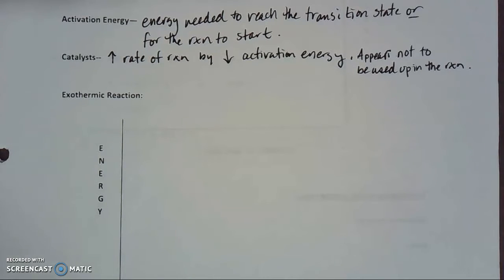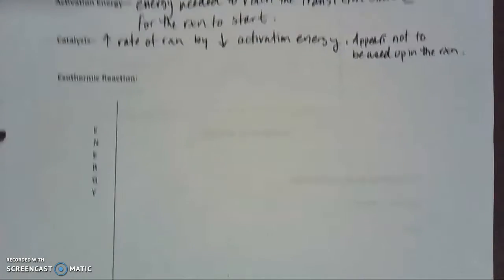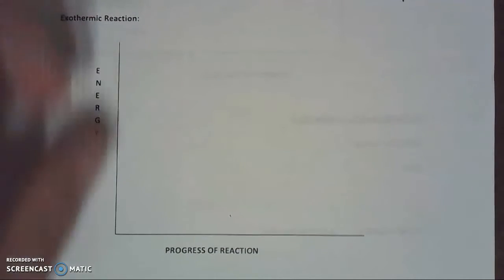This is video 2 for lesson 4 in unit 4, kinetics, for Chemistry 2. So in the last video we talked about the collision theory and the transition state theory. Now we're going to start looking at two different diagrams, one for an exothermic reaction and one for an endothermic reaction. This is the one for an exothermic reaction.